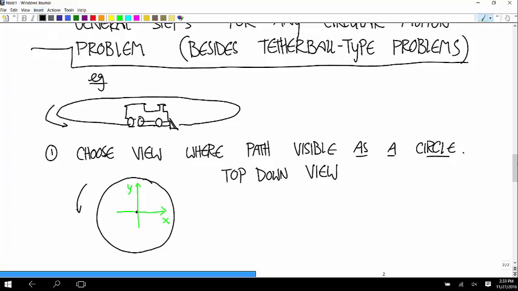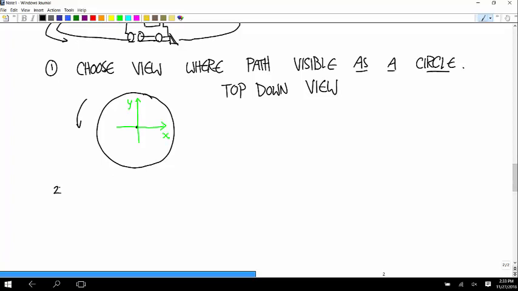And then the second step is you need to choose a point on the circular path that you want to analyze. In a lot of problems, it tells you what point on the circle you have to do. In some problems, it doesn't, so you just have to choose one.